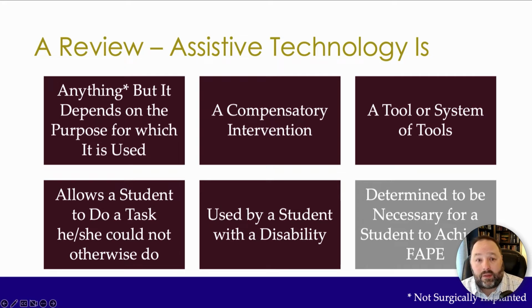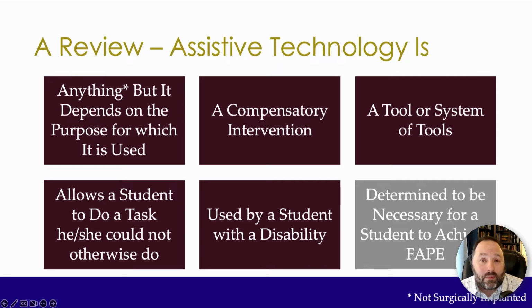When we talk about the purpose, we talk about it as a compensatory intervention. This means that it's going to allow a student to do a task that he or she could not otherwise do at some expected performance level. By definition, assistive technology is used by a student with a disability and may be a single tool or a system of tools working together.